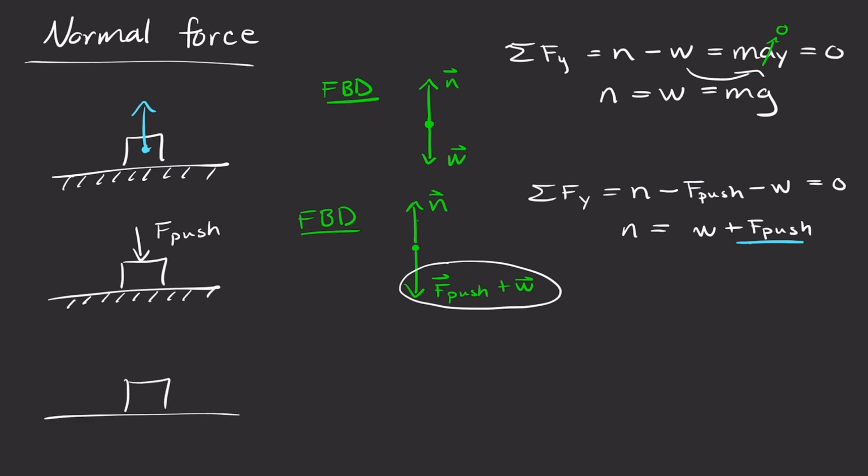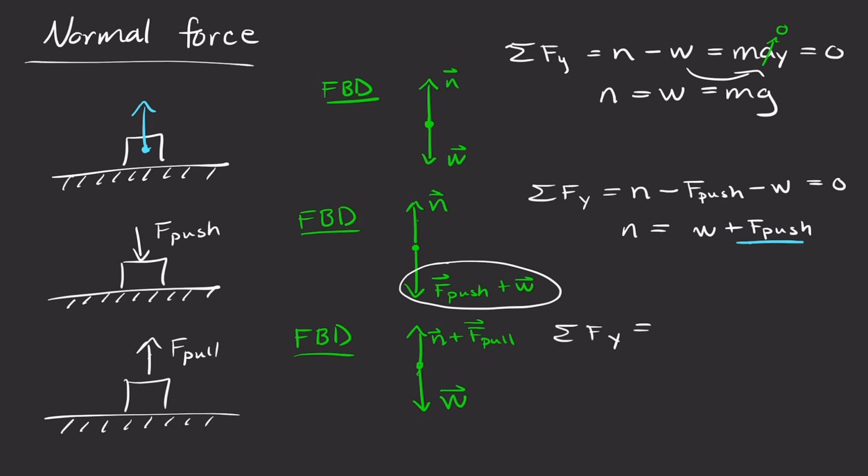We could also go the other way. Maybe we're pulling up on the box. Okay, now again, we do a free body diagram. Now we have the normal force from the floor pushing up, but we also have this pulling force. And then in the negative y direction, we have the weight. So if we sum up the forces in the y direction, we get the normal force plus this pulling force minus the weight sums to 0.